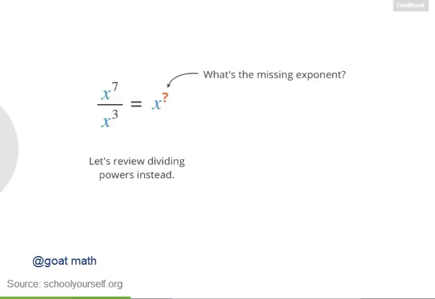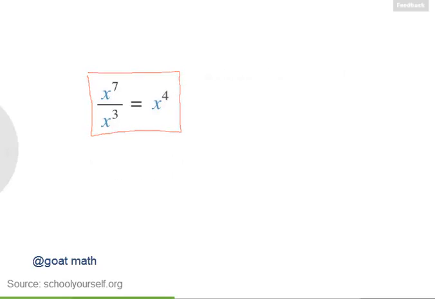Next, suppose you have a monomial like x to the 7th, and now you're dividing it by another monomial with the same variable, like x to the 3rd. This quotient equals x raised to some power. What's the missing exponent here? Right, when you divide powers, you can subtract the exponents. So x to the 7th divided by x cubed equals x to the 4th.